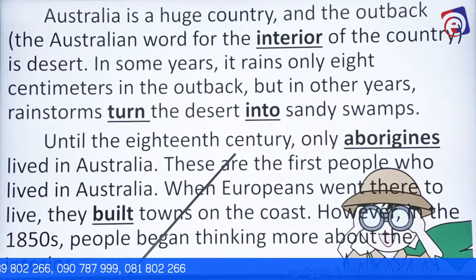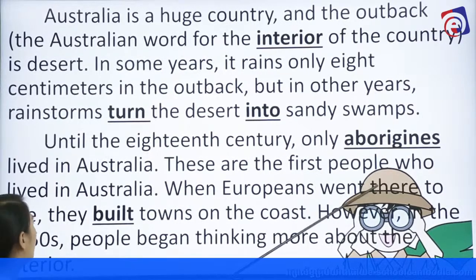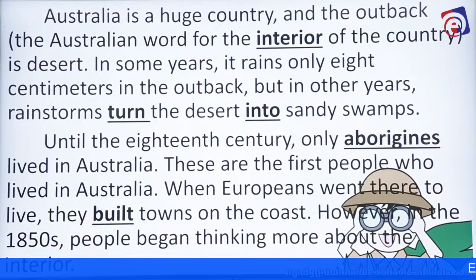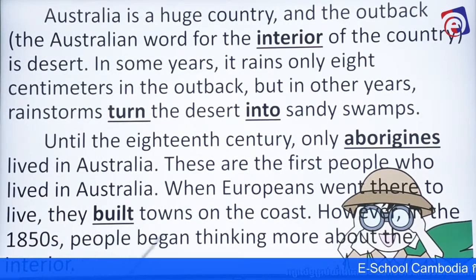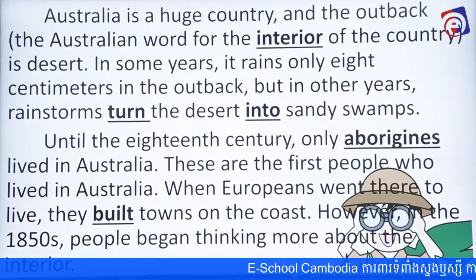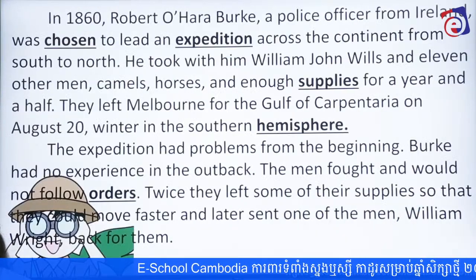Until the 18th century, only Aborigines lived in Australia. These are the first people who lived in Australia. When Europeans went there to live, they built towns on the coast. So the coast is near the sea. However, in the 1850s, people began thinking more about the interior. So they're planning to go inside of the country.